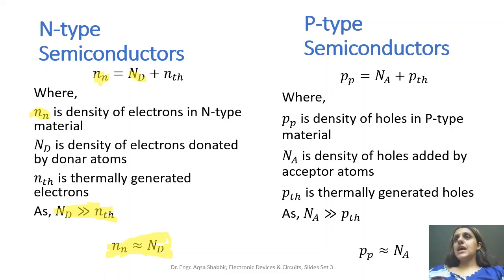Similarly, in p-type semiconductors, Pp, which is the density of holes, is a sum of 2 components: holes which are added by acceptor atoms and the thermally generated holes. Same as n-type materials, because the density of holes added by acceptor atoms, or by the impurity, is much greater than the holes generated as a result of ionization, we can say that the density of holes in a p-type material is approximately equal to the density of holes added by acceptor atoms.